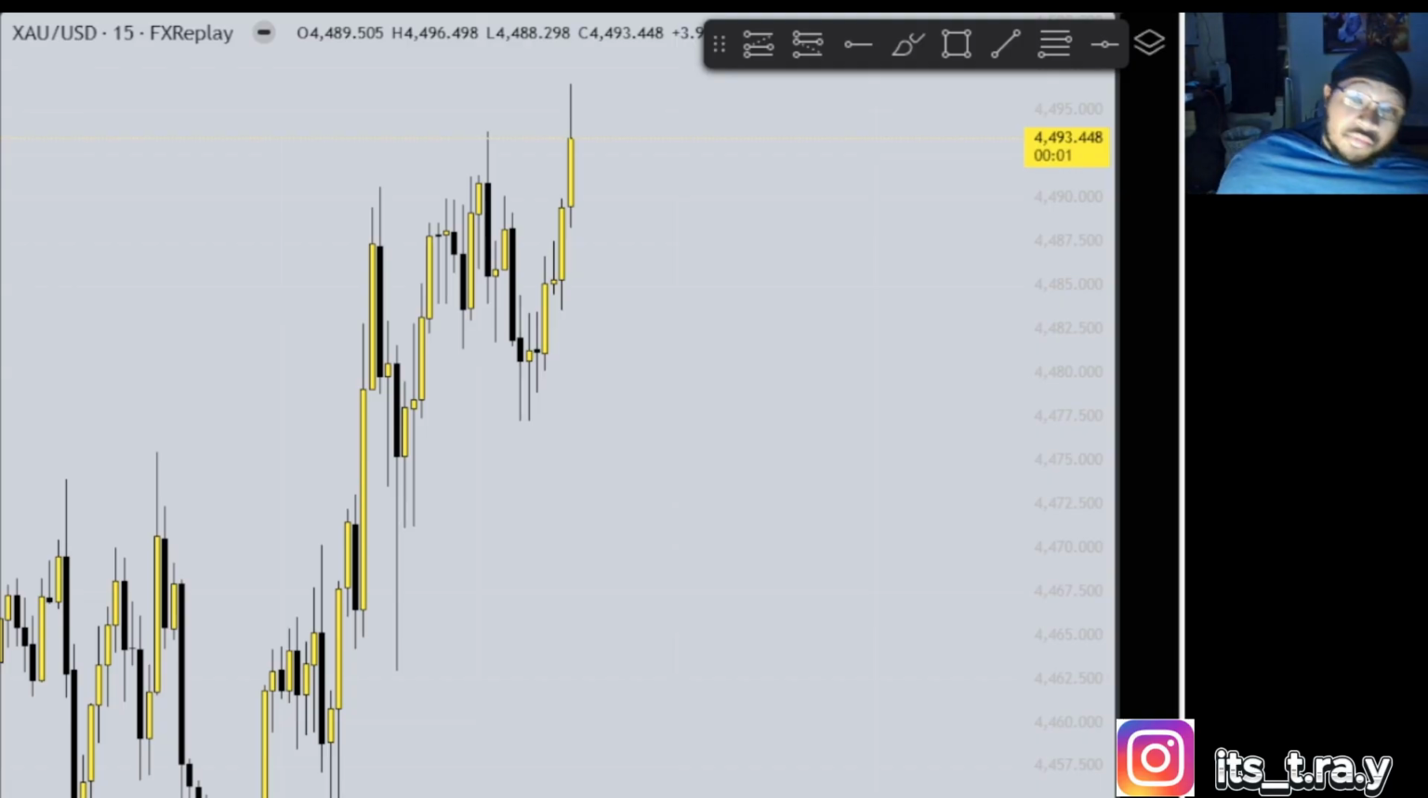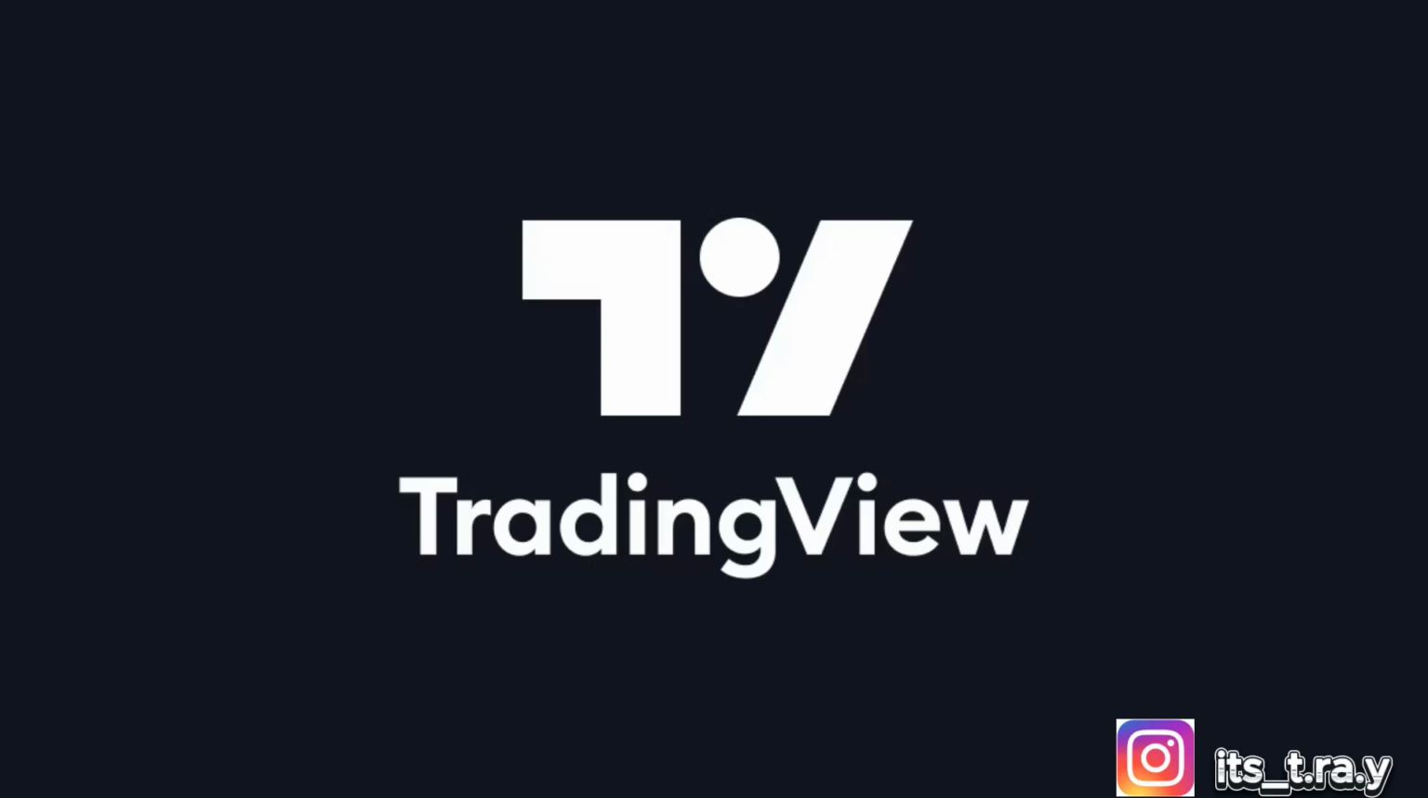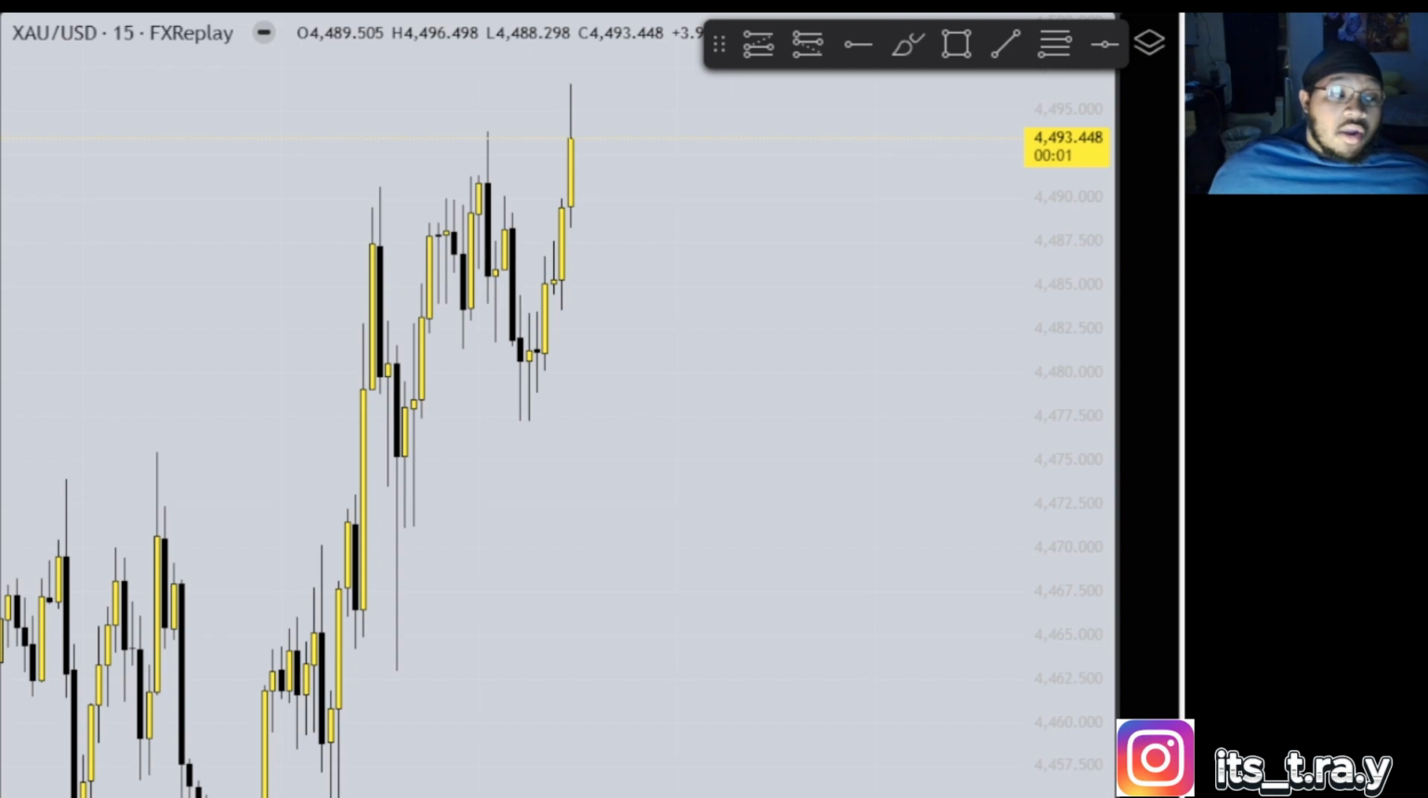So yeah, the other one is called TradingView. TradingView, same thing. You can get it on the App Store. I don't know if you can get it in the Google Store or not, but TradingView. Now, both TradingView and TradeLocker, you can get the desktop version.